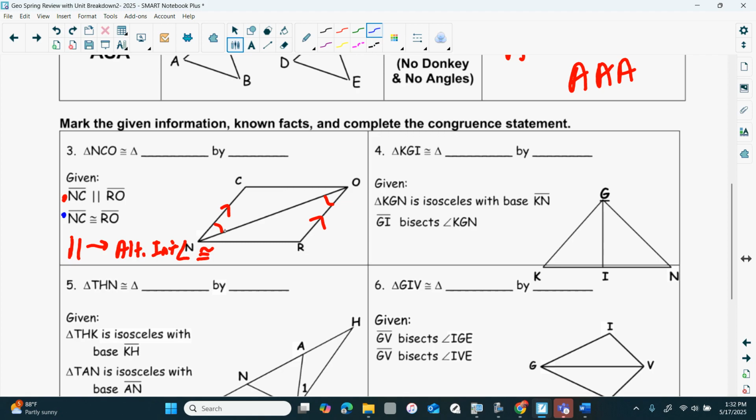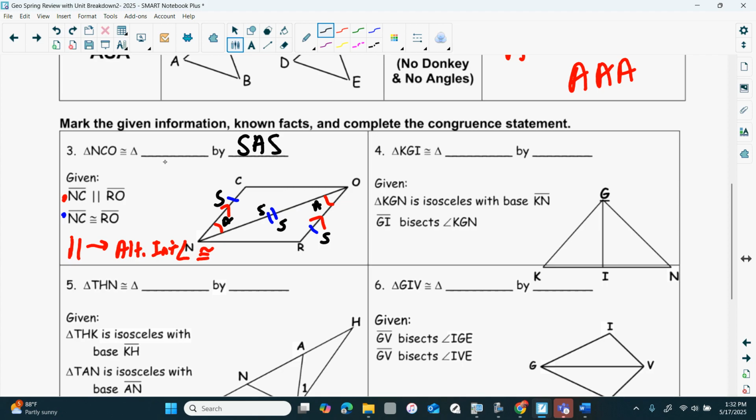And NC is right here. There's a tick mark. And RO, there's a tick mark. And then the other known fact, because we do given and then known fact, remember, is the shared side right here. So hopefully you see a side they have in common, an angle that they have in common. That's why I put an A there. And another side. So this would be by side, angle, side.